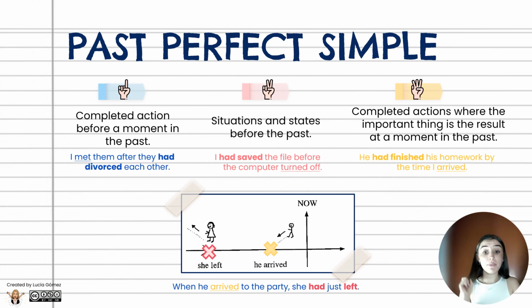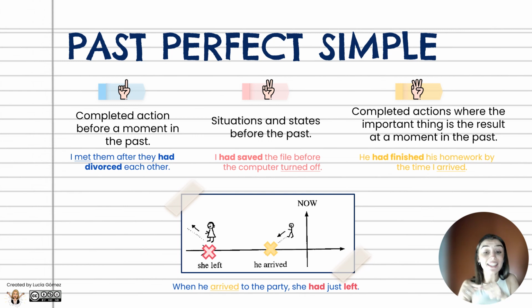First of all, as I was saying, the past perfect simple is a tense that we use for completed actions, so things that are complete. That's why we are talking about a simple tense that happened before the past. There you can see another example. I met them after they had divorced each other.